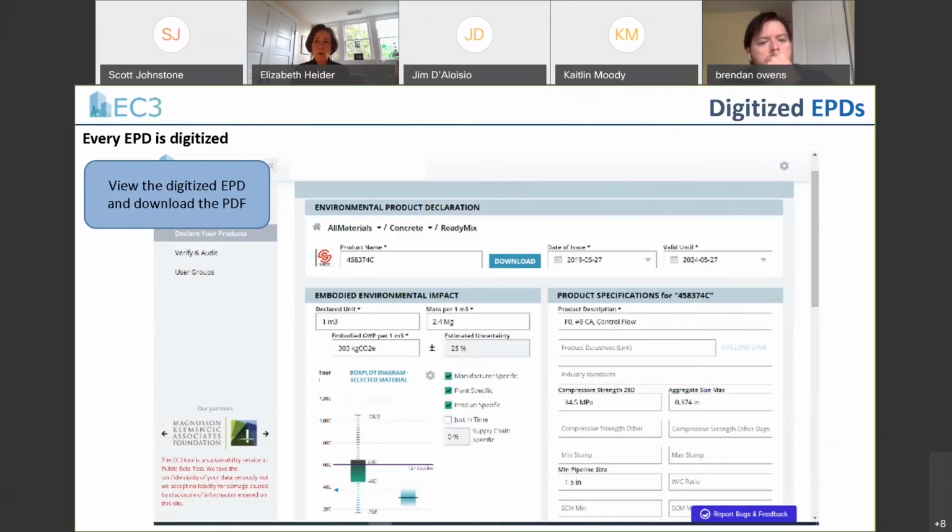And I think really importantly, the EC3 captures the digitized EPDs in a format that is downloadable. And that's really important as a library resource in a consistent format that standardizes reporting and makes it easier for suppliers.